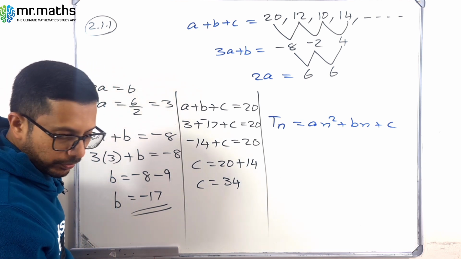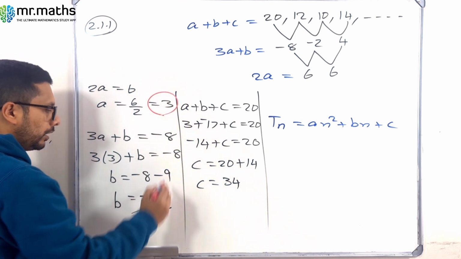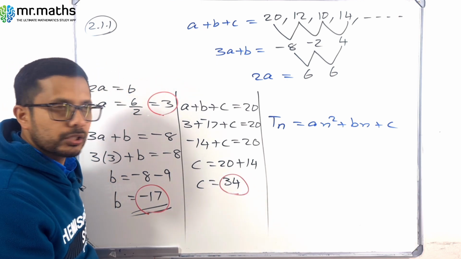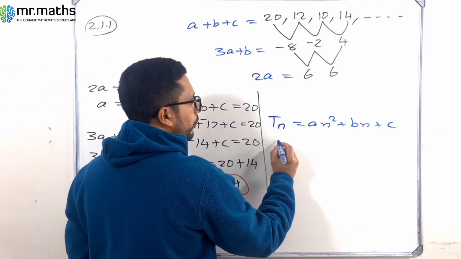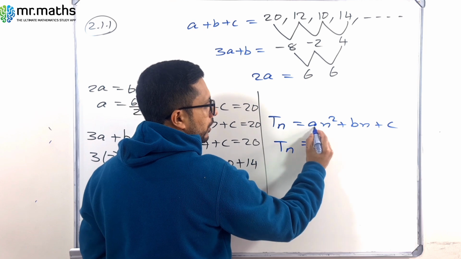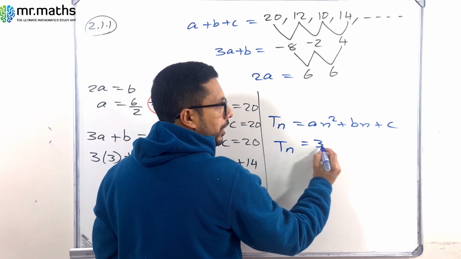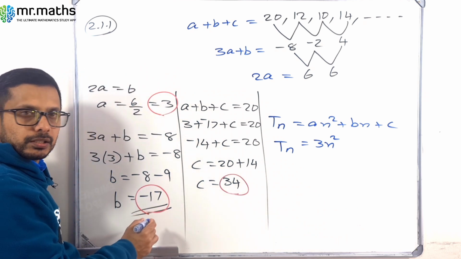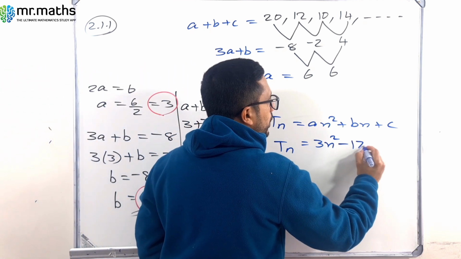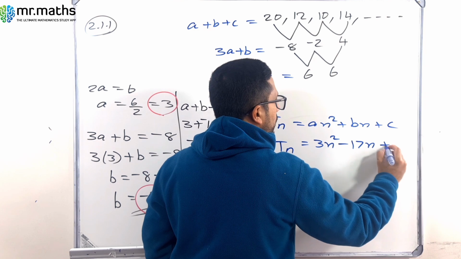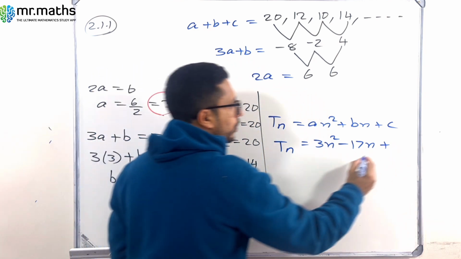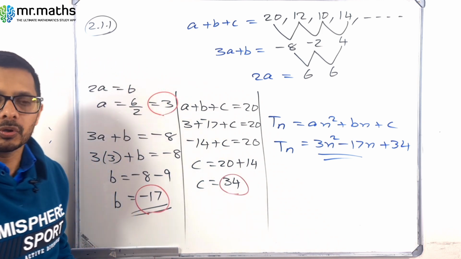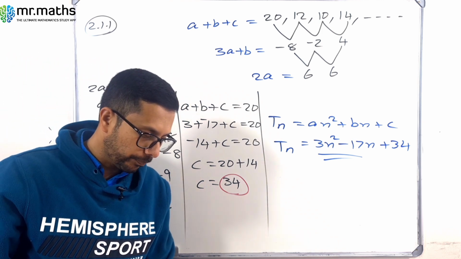So now look at this one. We got all the values. A is 3, b is minus 17 and c is 34. So now we can substitute the values here. Therefore, Tn is equal to an square. What is the value of a? We got 3. So it is 3n square. B we got as minus 17, so minus 17n. C is 34, so plus 34. And that is the nth term, or general term, of the sequence.